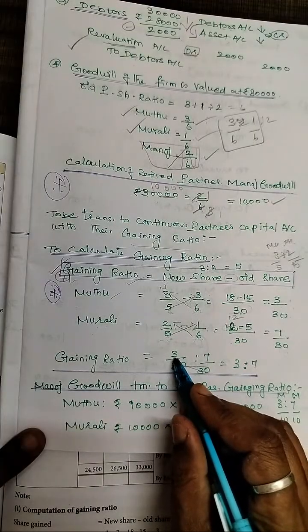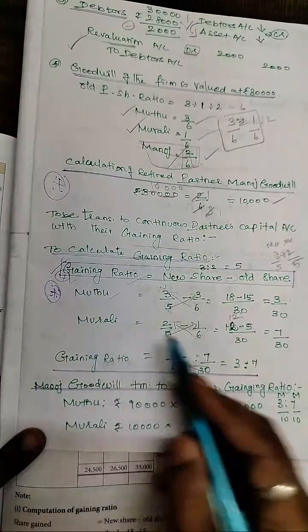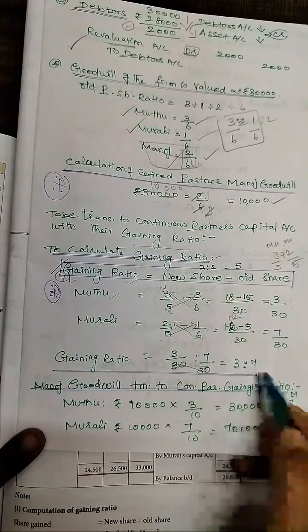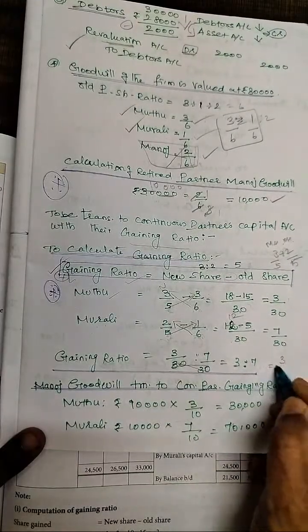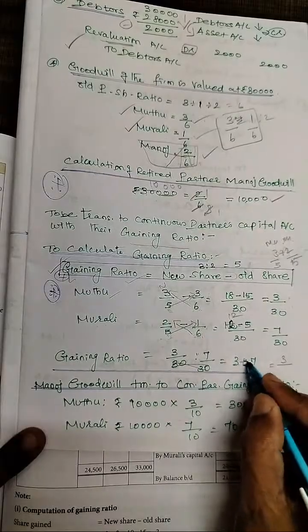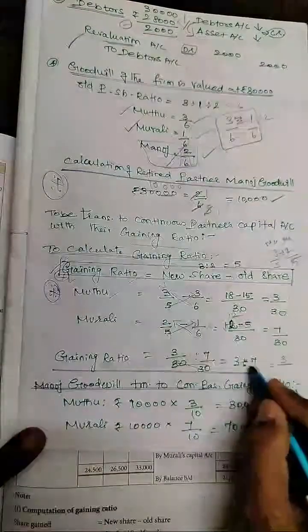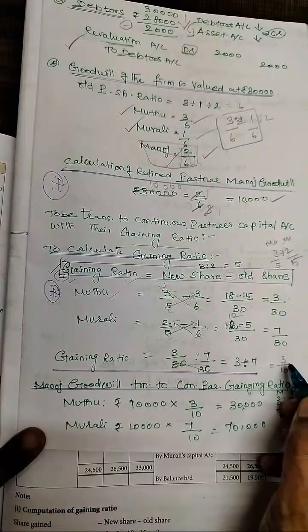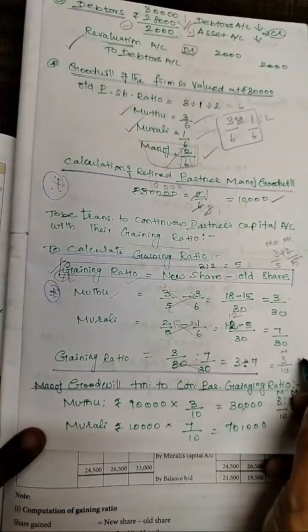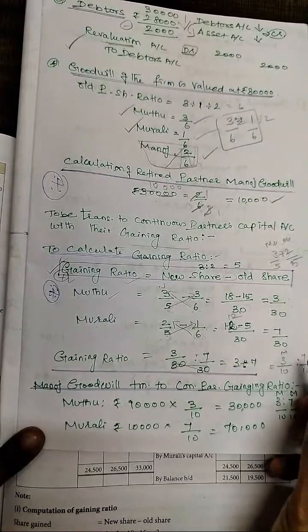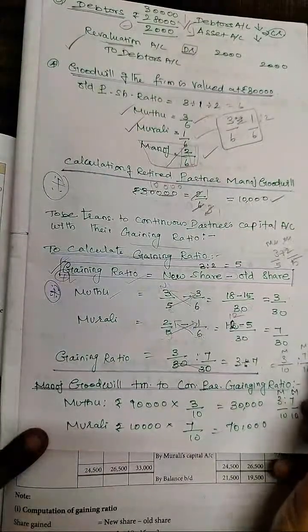So what is the gaining ratio for continuing partners Muthu and Murali? 3 is to 7. Which means, after adding 3 plus 7 together, 3 by 10 is Muthu's gaining ratio and 7 by 10 is Murali's gaining ratio.